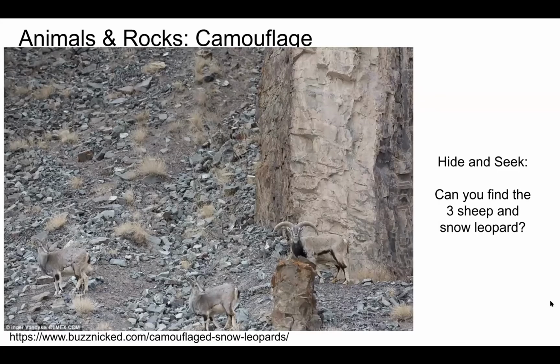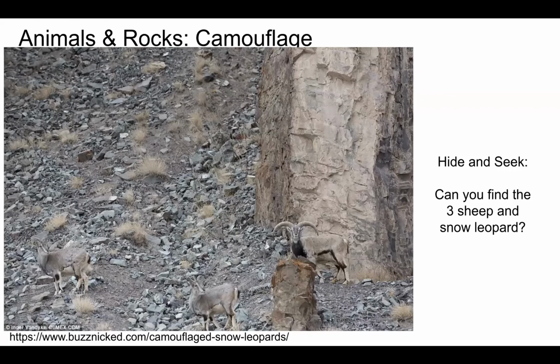And my next thing is, well, why do we care what color rocks are? So rocks are super important because animals use them for shelter and for their home, and they can also use it for protection. So animals have what's called camouflage. Camouflage means that their fur or feathers is the same color as the background.